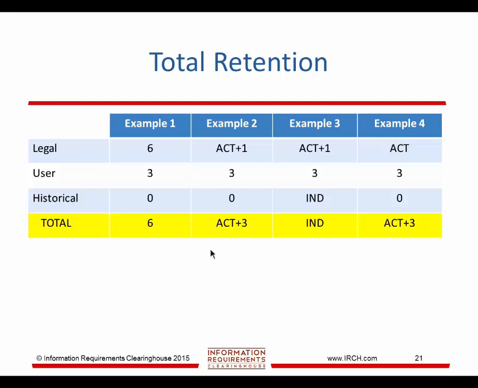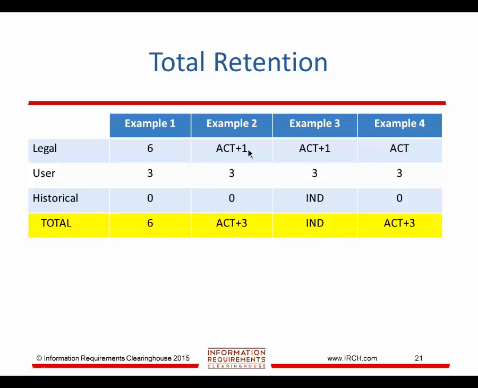So how do we put this all together? And we can look at 4 examples where we have legal, user, and historical value. So 6-year legal, 3-year user, the total would be 6.